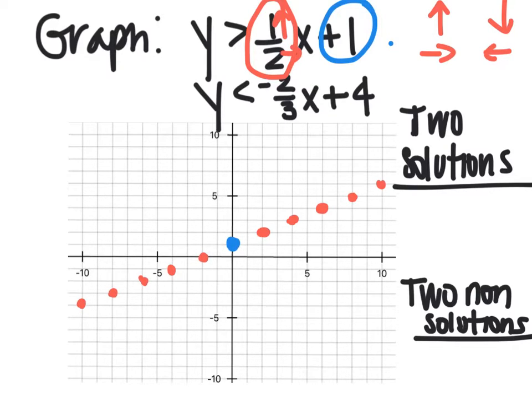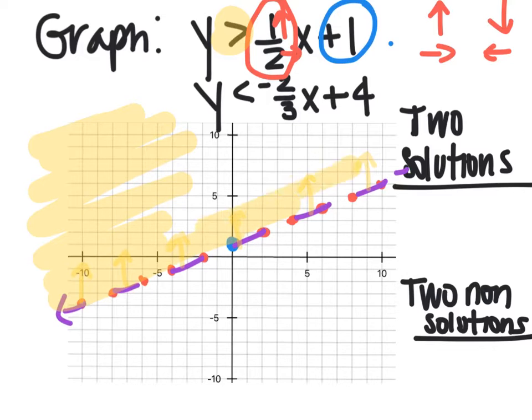Since my line is just a greater than, that means I'm going to use a dashed line on this. And then my inequality symbol is a greater than, so that means that I need to shade above my line. So I'm going to draw my arrows straight up from my line. So that tells me which part of the graph I need to shade. And then I'm going to color that portion in. So I've now graphed my first inequality.